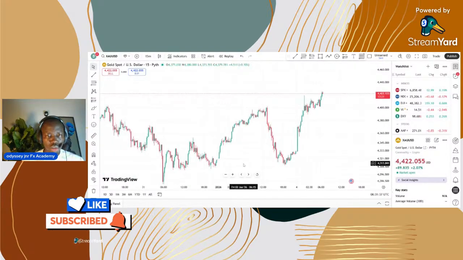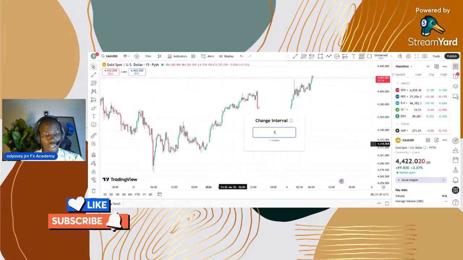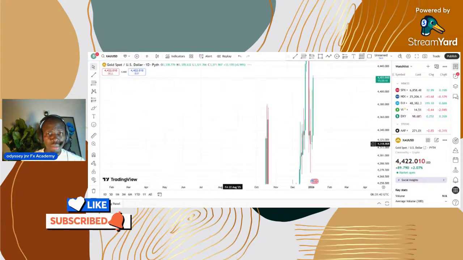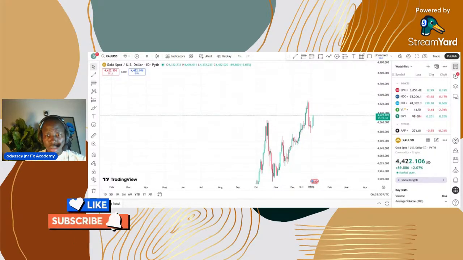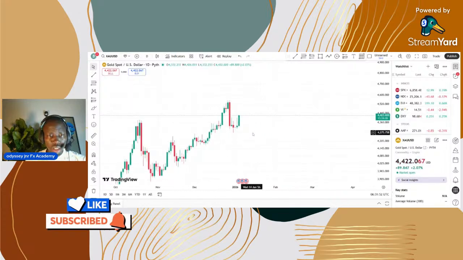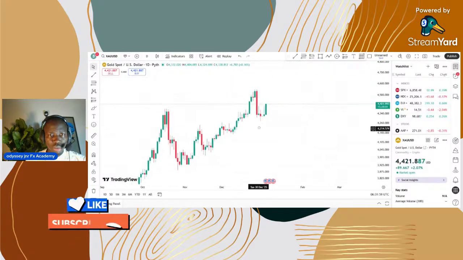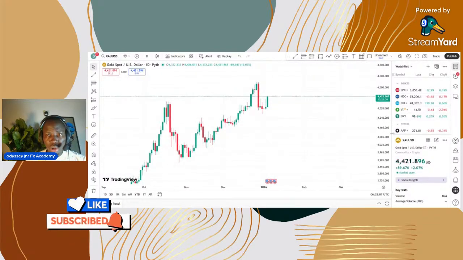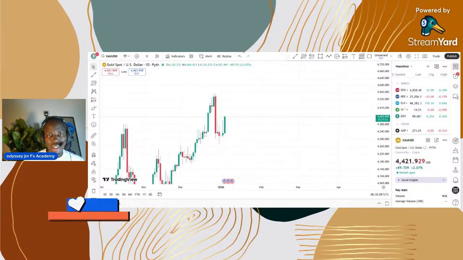What we usually do, we start with the higher time frame, which is the daily. We go with the daily time frame to know the market direction as at the day. You can see from the market's direction, we are in an uptrend. We are breaking to the upside.